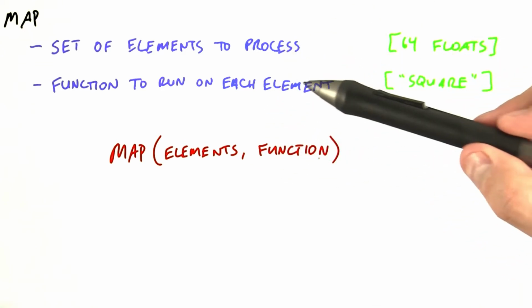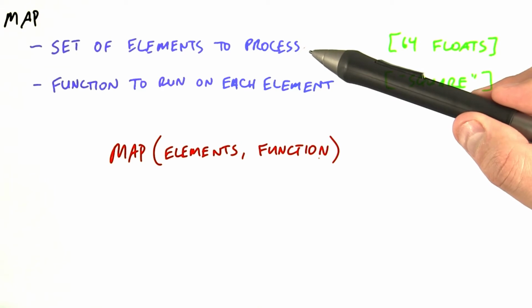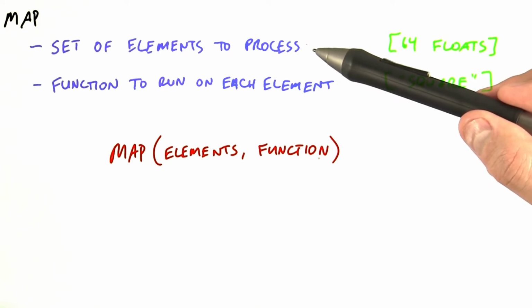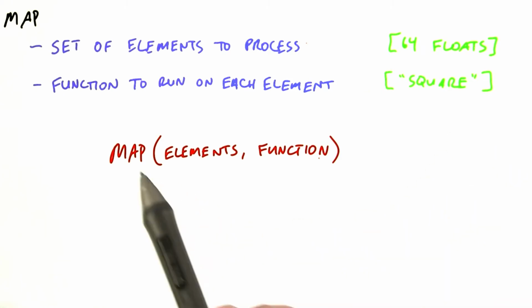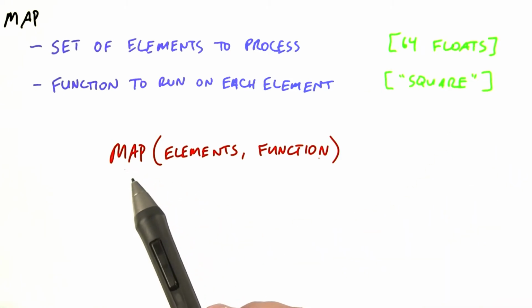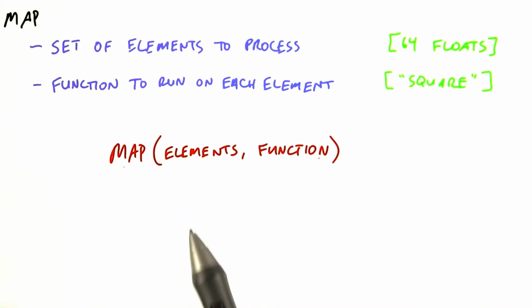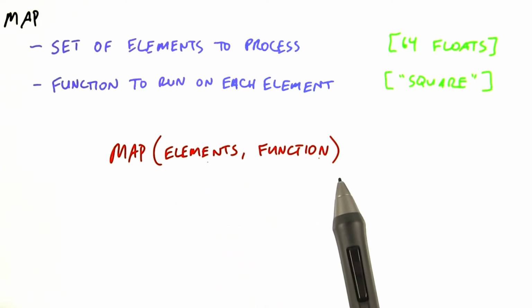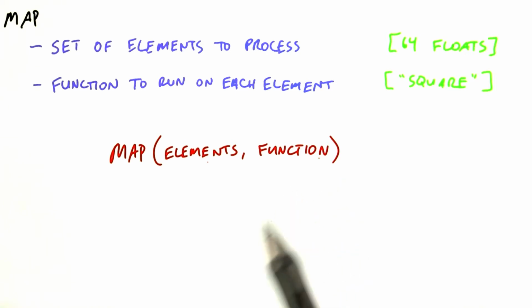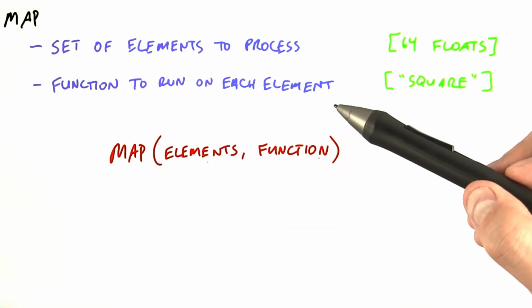Generically, what we did was apply our function to each element in the set. This is a powerful parallel operation. So to be precise, when we talk about this, we say that we have an abstraction named map. It takes two arguments, a set of elements and a function that will be applied to each of those elements. Map is a key building block of GPU computing.